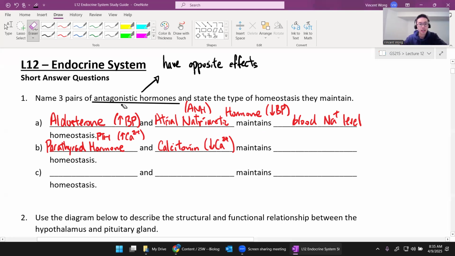I should mention these are the actions of the hormone, not the trigger. The trigger would be opposite, right? To trigger the release of calcitonin, it would be high blood calcium level, because these are regulated through negative feedback. So the stimulus is always going to be opposite to the effects. So together they maintain blood calcium level.